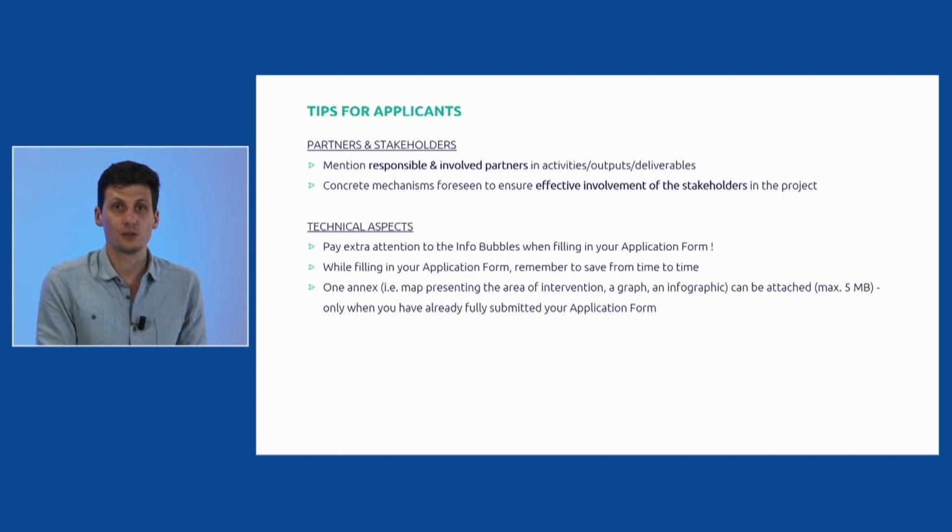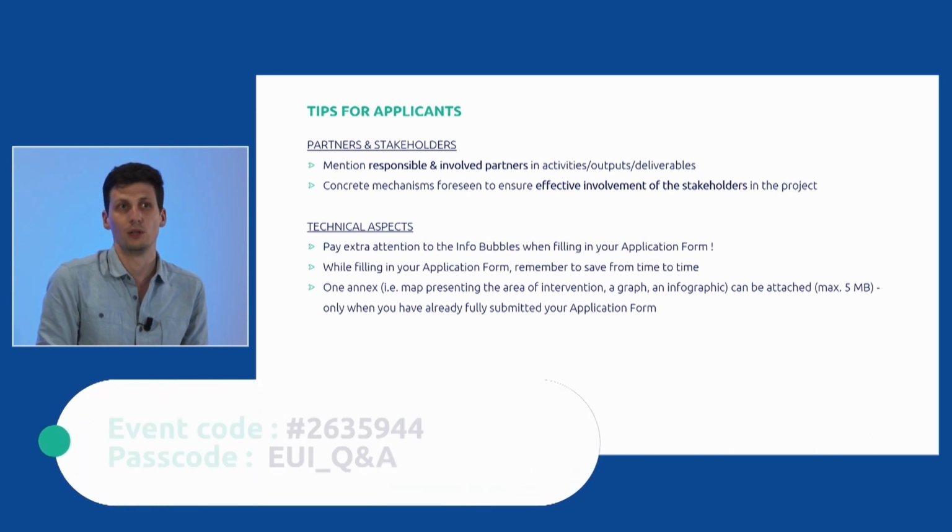Regarding the partners and the stakeholders, one thing very important is to make sure that at the level of each activity, at the level of each output, and at the level of each deliverable, to really mention which partner will be responsible and which partner will be involved. So, for instance, if for an activity you just mention that all partners are involved, it's not very useful for us. What is very important is for you to say who is leading, which partners are involved, and how they will be involved.